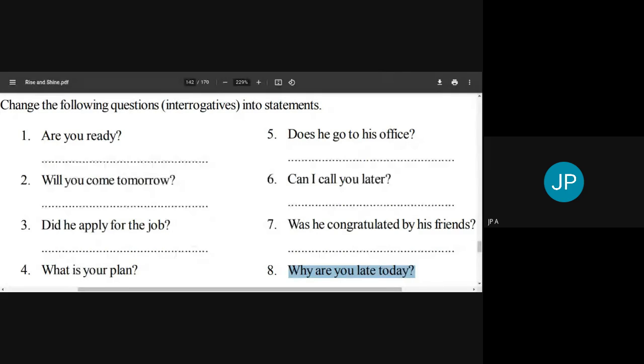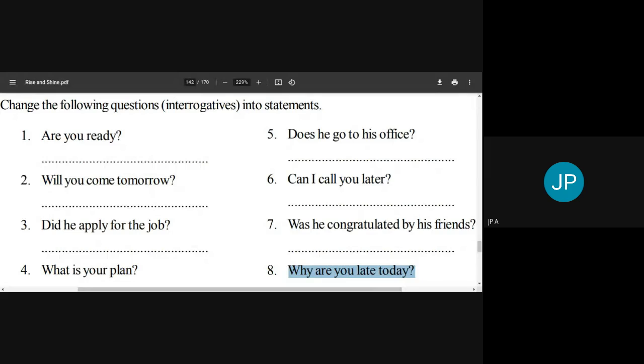Last one is a WH question. It is asking, why are you late today? You just remove the WH question word and change the word order, and you have a plain sentence. You are late today. That's right. Yes, Anjana, Jyotika, Rishmi, Shrishma.